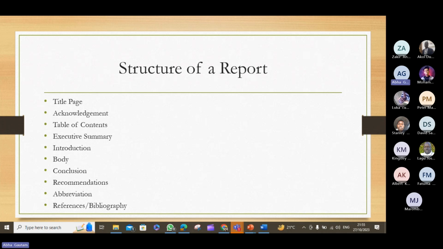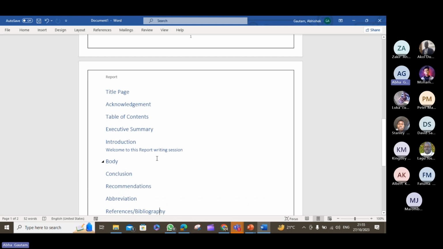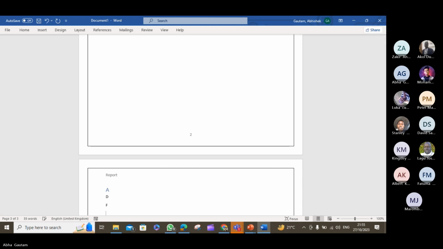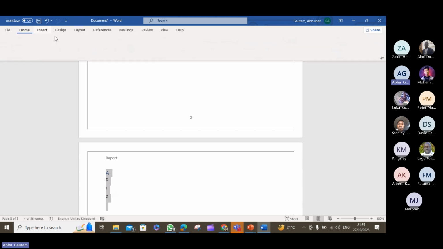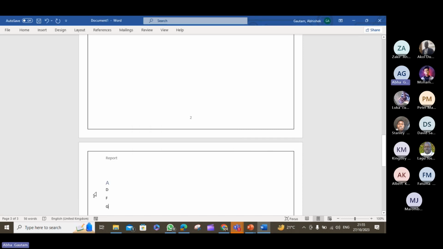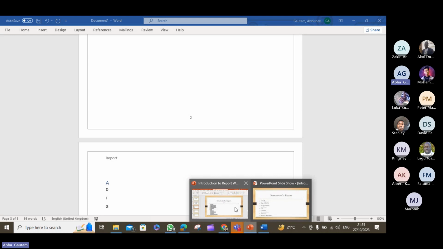Then you have abbreviations, glossary, or references. I believe you know that they should come in alphabetical order. So if I'm writing anything here, with any first letter, you can arrange it from A to Z. You can sort it on the basis of alphabetical order, and you want to sort by paragraphs. Okay, so you can see it has been arranged as per alphabetical order. So this is also something you should remember.